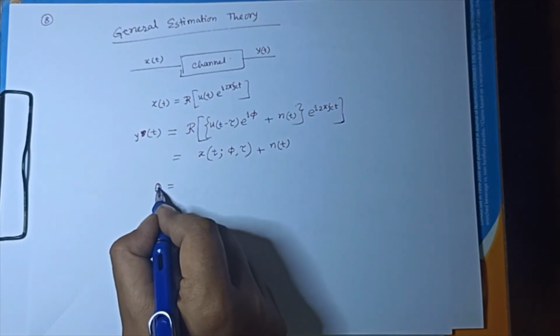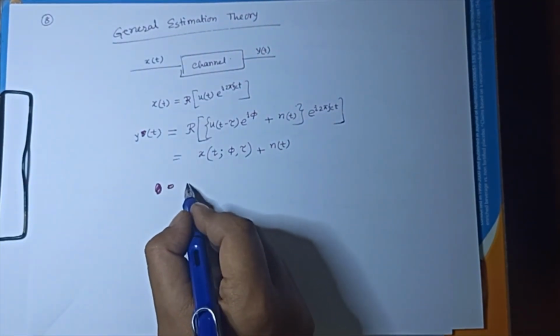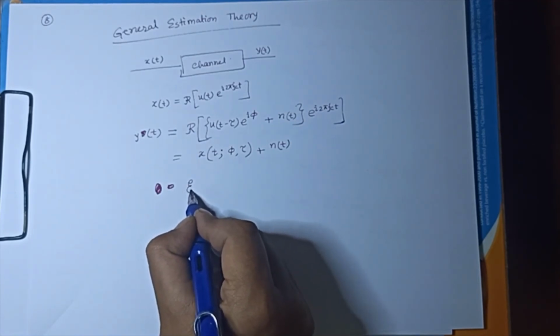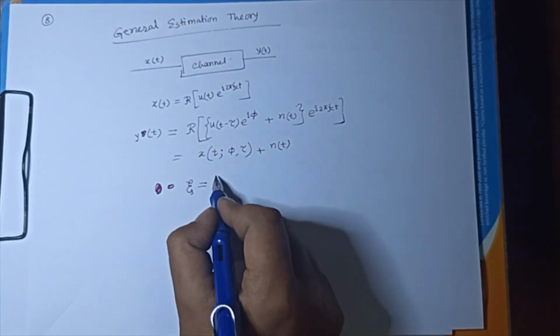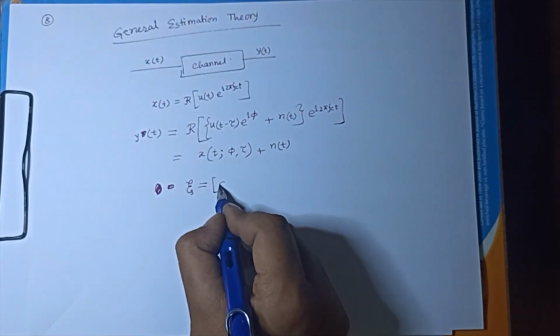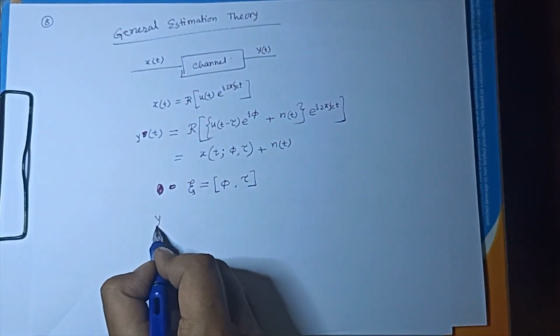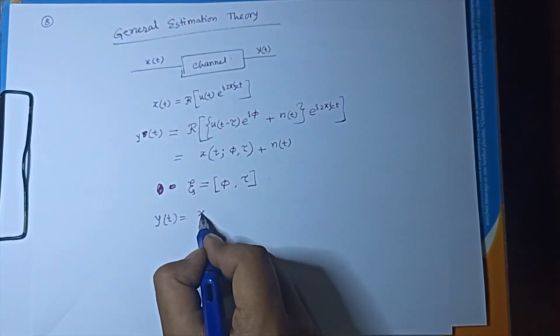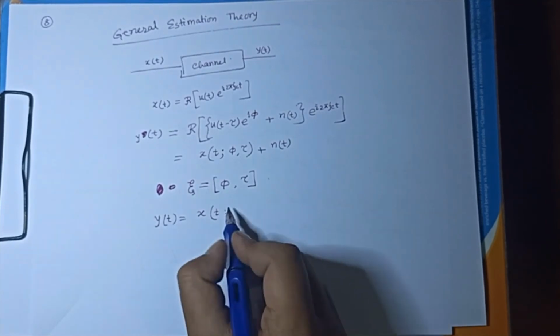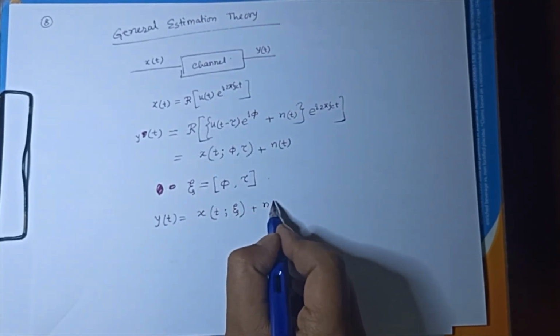I can take some other symbol. Theta is also used for angle. Let us take some symbol like xi, which is basically the two random parameters, say phi and tau. Then I can write in generic form y of t to be some x function of t but with parameter xi. This is the random parameter. And this is noise.